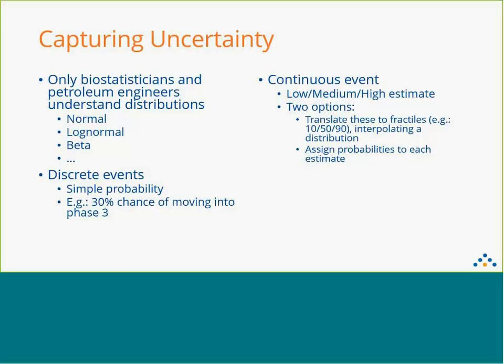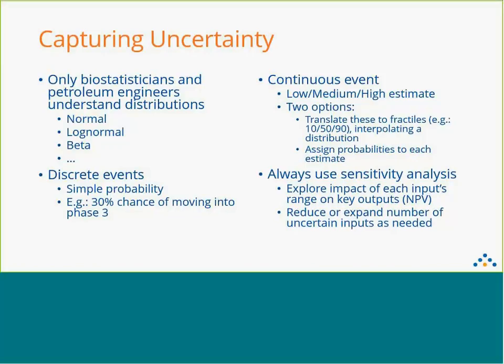And for those, we usually ask the experts in the clinic or on the project team for a low, a medium, and a high estimate. And then we can either translate those to a series of fractiles, usually a 10%, a 50%, and a 90% fractile. So you've described an 80% confidence interval. And then you can interpolate that to one of the distributions that the biostatisticians know and love. Or you can simply assign probabilities to those low, medium, and high estimates. Of course, those probabilities have to add to 100%.